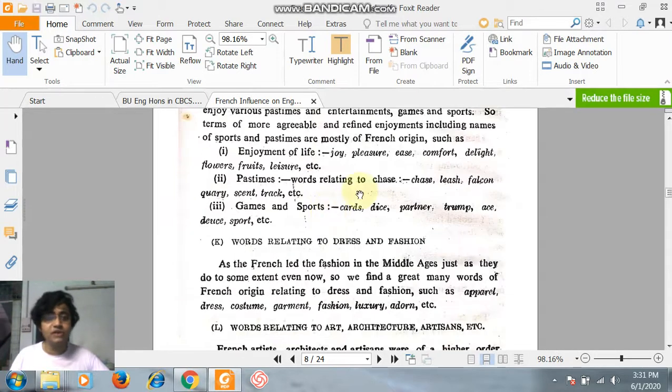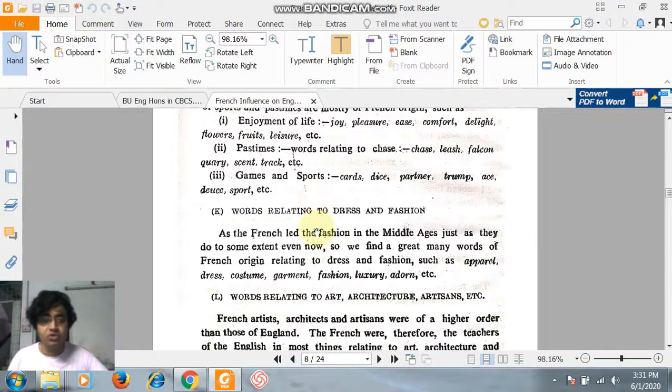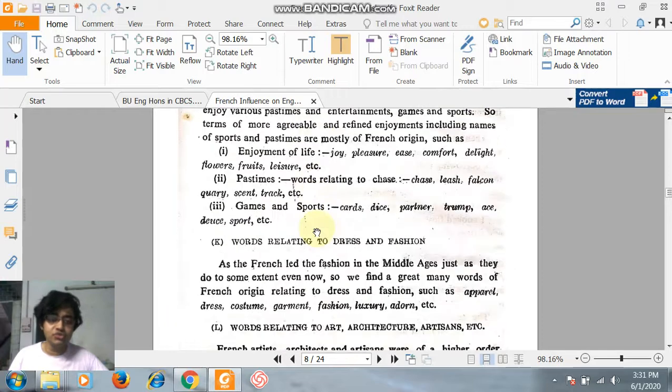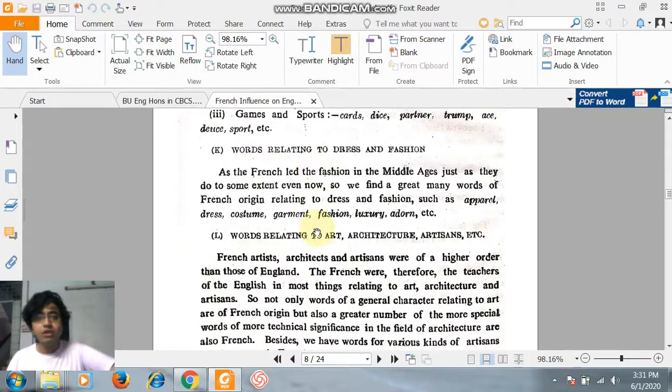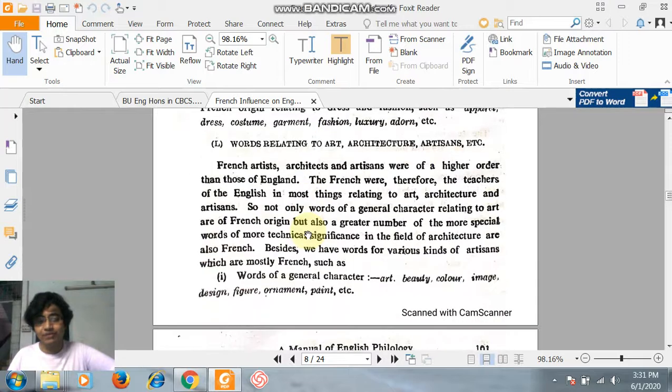For example, words like joy, pleasure, ease, comfort, delight, flowers, fruits, desire, etc. Terms relating to pastimes like chase, falcon, quarry, scent, track. Words relating to games and sports like cards, dice, partner, trump, deuce, sport have been borrowed into the English vocabulary. Words relating to dress and fashion, like apparel, dress, costume, garment, fashion, luxury, adorn, have also been borrowed from the French language.